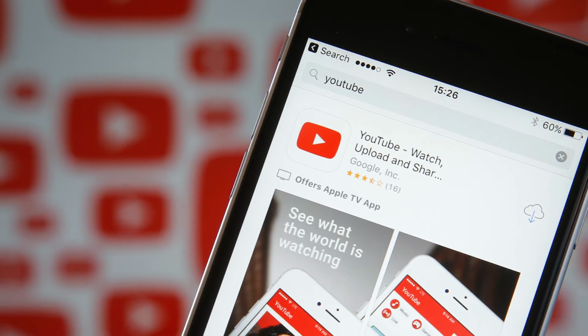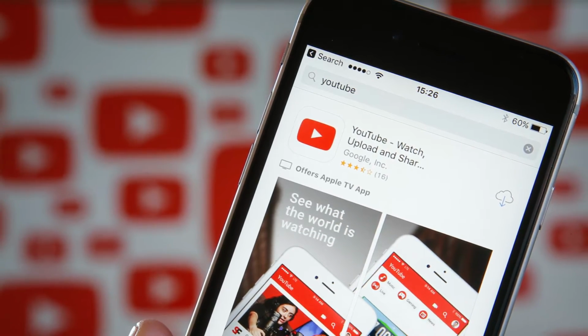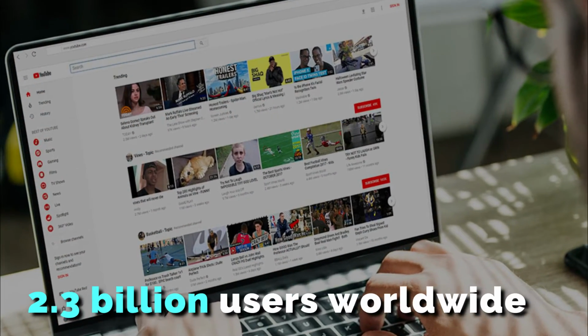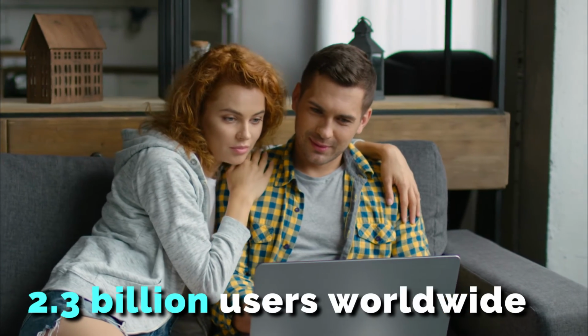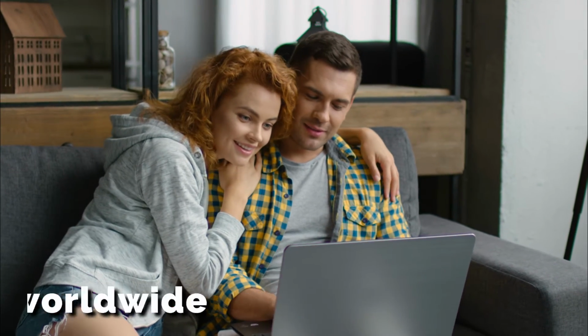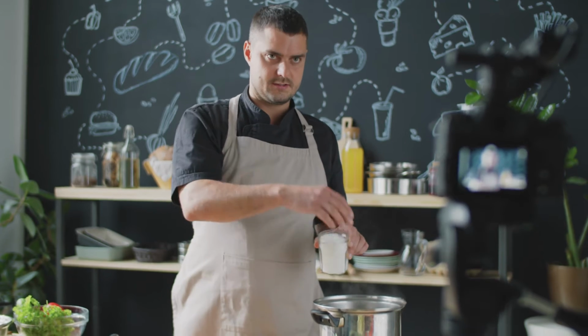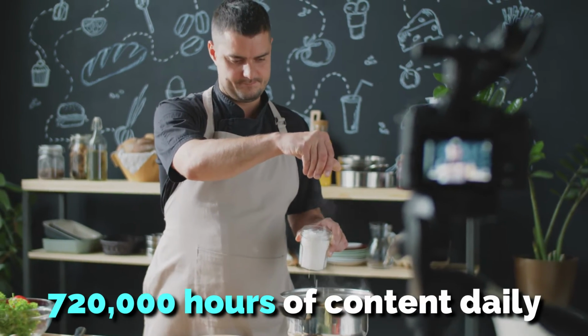As the second most popular social network platform and, surprisingly so, the second most popular search engine, YouTube has 2.3 billion users worldwide, generating over 1 billion hours of video watch time every day, obviously making billions and billions of views. About 500 hours of video are uploaded every minute worldwide, which means 720,000 hours of content daily.